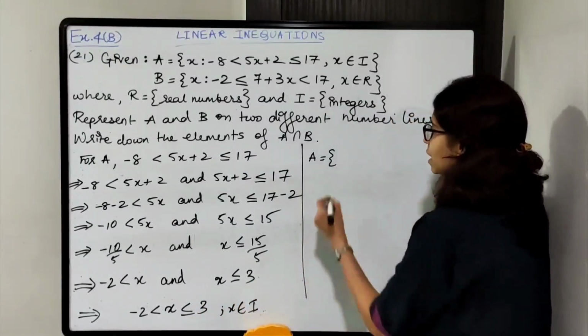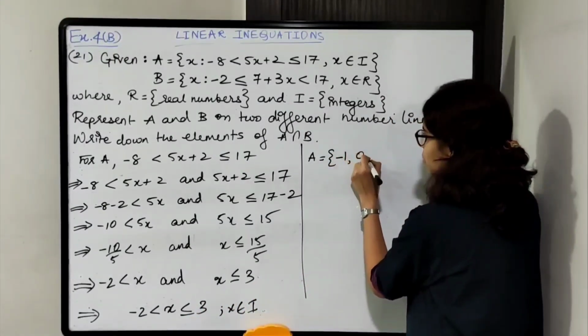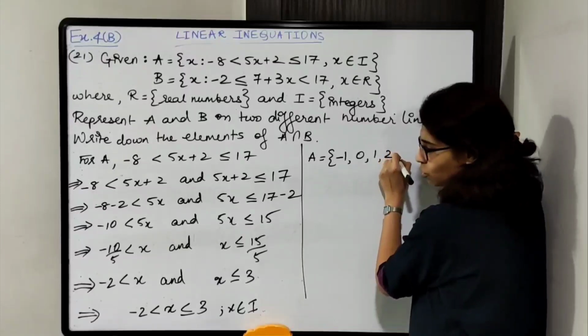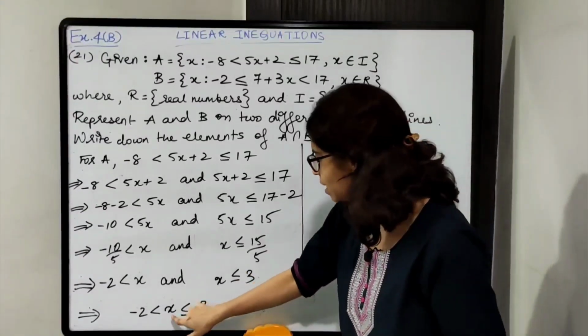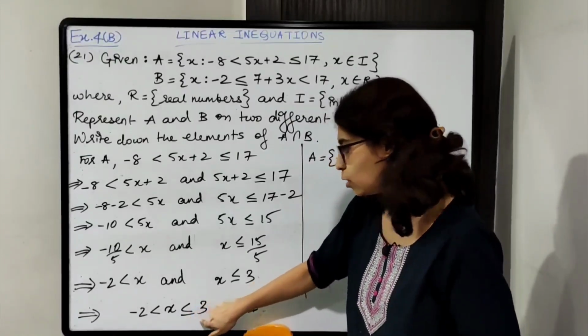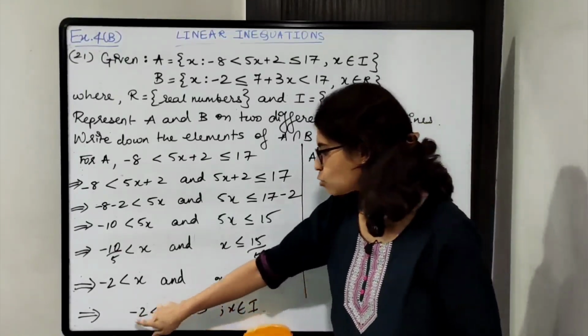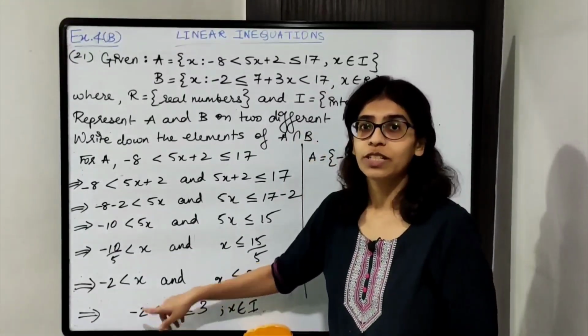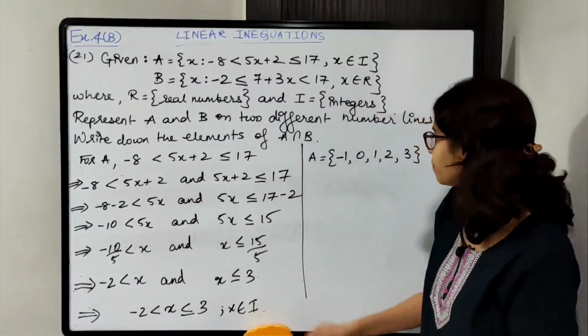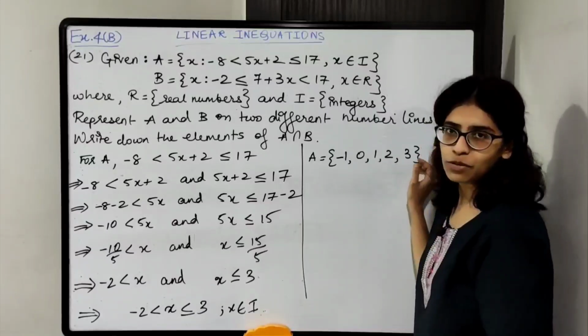So greater than -2 is -1, then comes 0, then 1, then 2 and then the maximum is 3. We will include 3 because x can be less than 3 or equal to 3. Okay, -2 is not included because it is not given that x will be equal to -2. It is greater than -2.